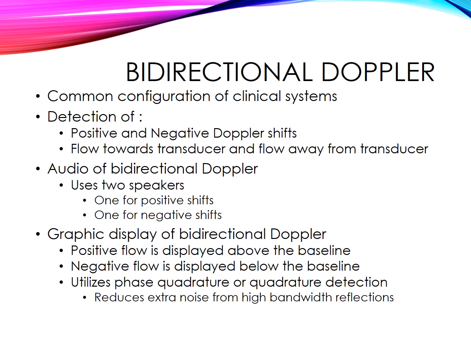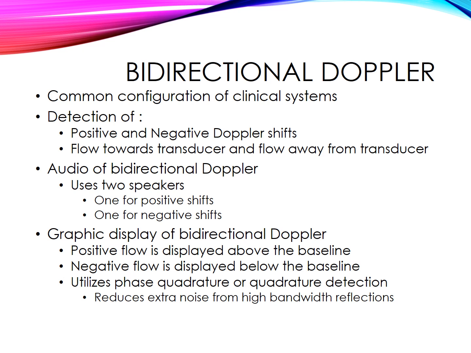There's a couple different ways to display or to get across the bidirectional part of the Doppler. One way is to use audio, in which two speakers are used. One is going to put that audio information out for positive shifts, and then the other one is going to put audio information out for negative shifts, so you can use your ears to hear the difference in how blood is moving in relation to the transducer.